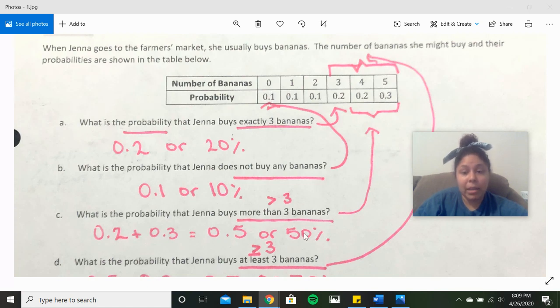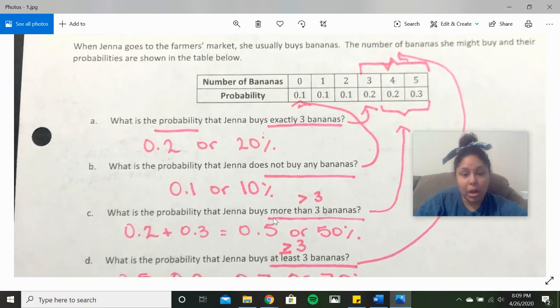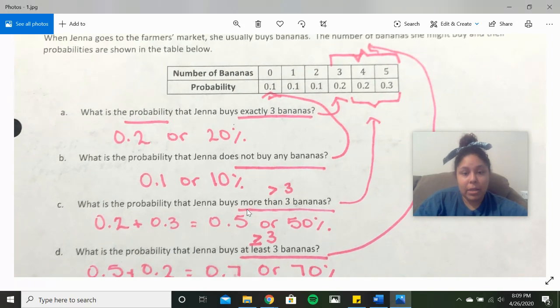So sometimes we can combine probabilities, such as right here when it says more than 3 bananas. More than 3 means either 4 or 5. You can see that here with the bracket. And so we can combine these two because these are 2 separate events and we want to make it one event. And so I can add the 2 probabilities together and I get 0.5. So that's what happens when I can look at a table.